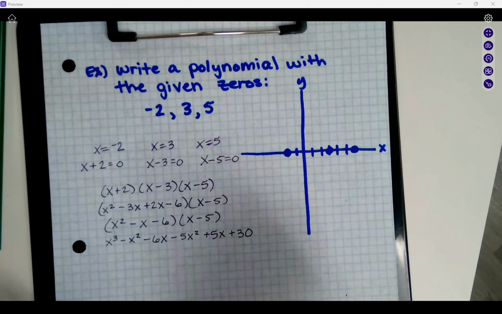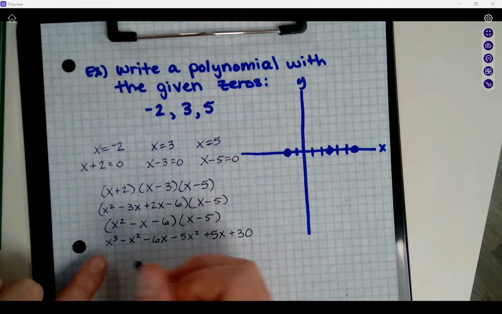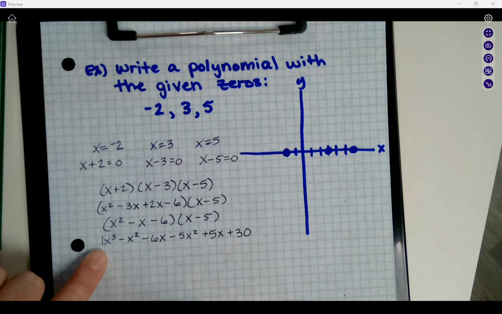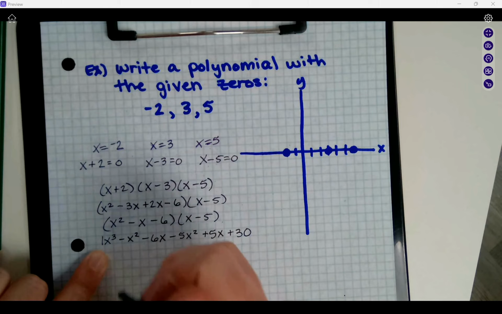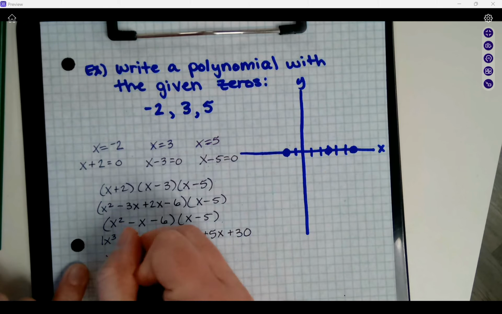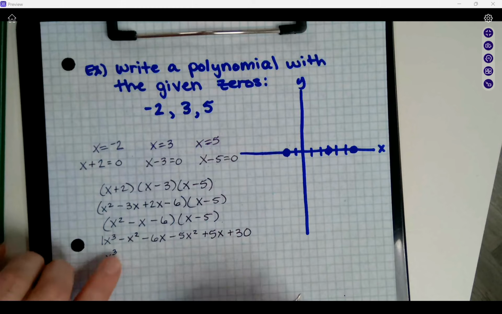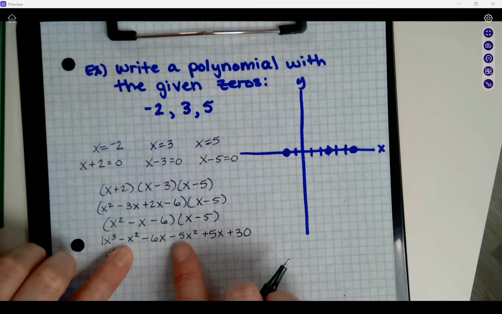Now I need to combine any like terms. I have a cubic term here. There's just one x cubed, and there are no other cubic terms for me to combine this with, so I just have that 1x cubed. Next, I have my quadratic terms. Those are the terms that are raised to the power of 2. -x squared and -5x squared. These are the only quadratic terms I have. When I combine them, I have -6x squared.